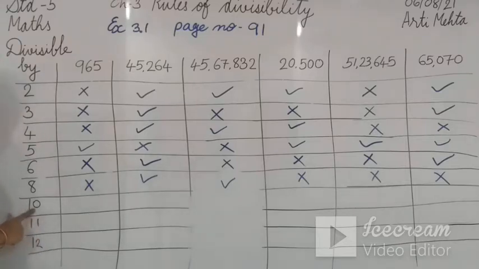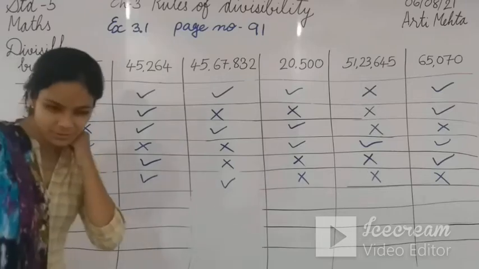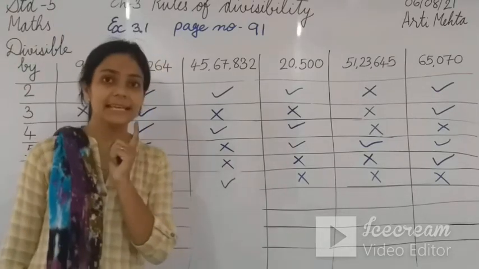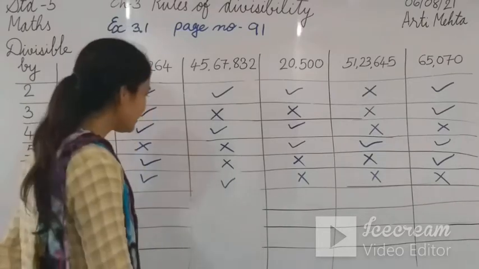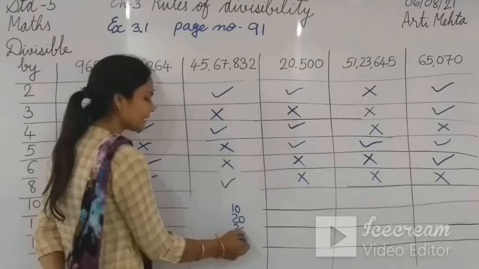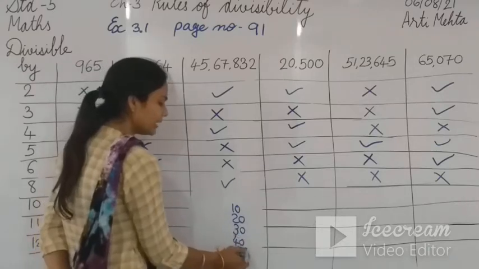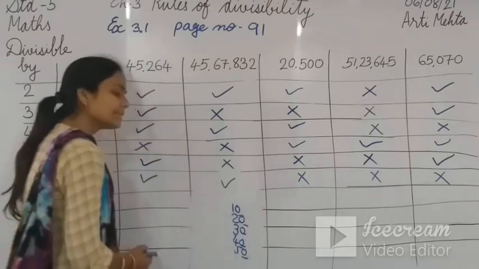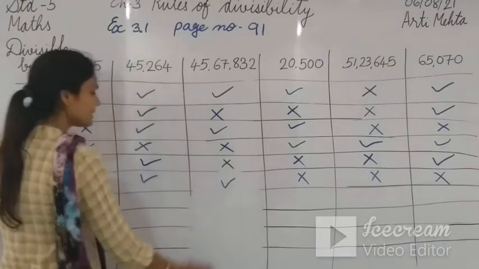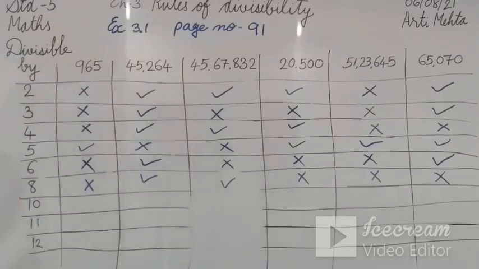Now here, see, rule number 10. See rules of divisibility by 10. If the ones place is 0, okay, 10 के टेबल में क्या था? 10 is a 10, 10 is a 20, 10 is a 30, 40, 50. Ones place में क्या आया है? 0. Okay, तो रूल में क्या है? If the ones place is 0, then the number is divisible by 10.